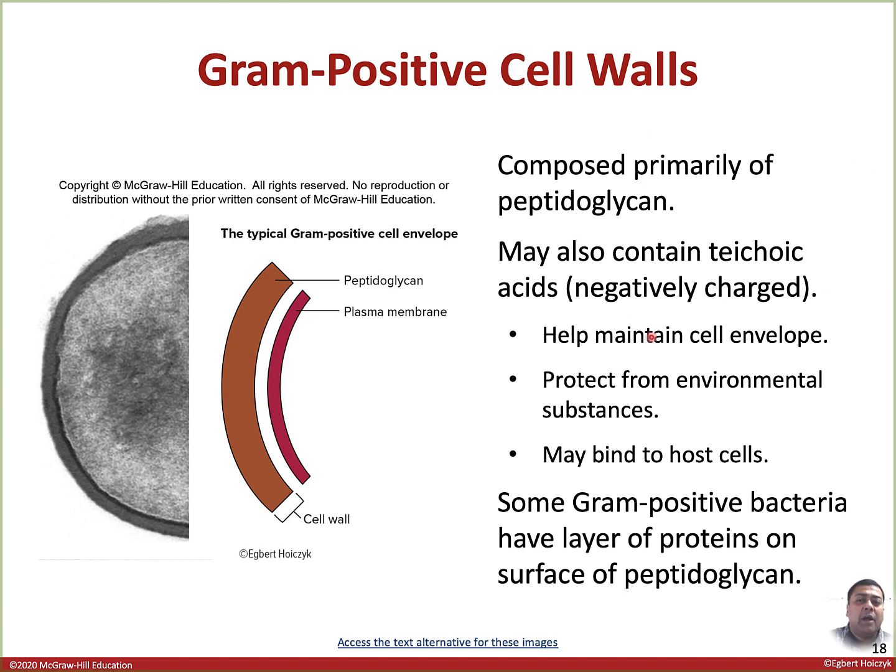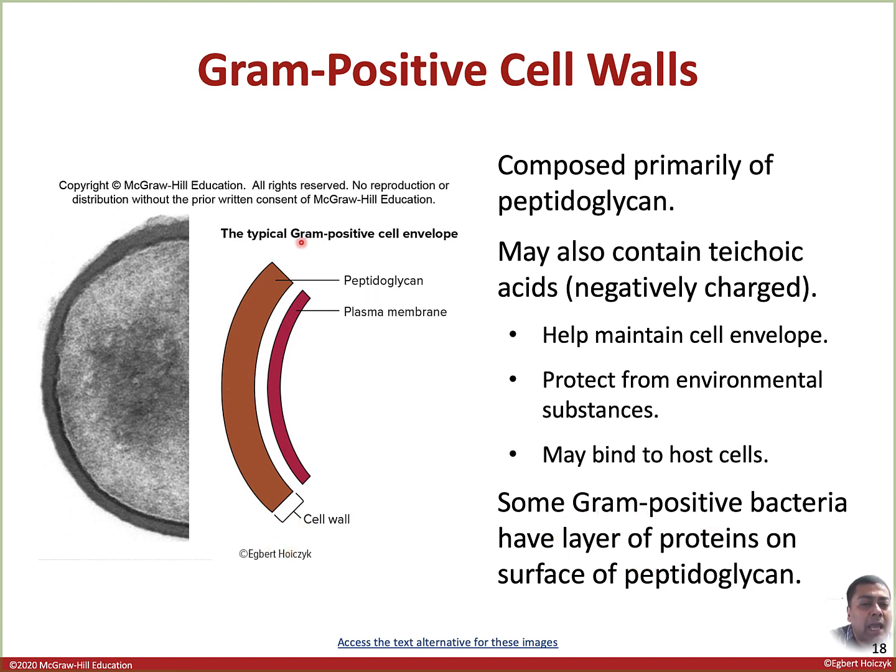Along with that, they may also contain these teichoic acids, which are negatively charged. And these help to maintain the cell envelope, protect from environmental substances, and also bind to the host cells. And some gram-positive bacteria have layers of proteins on the surface of the peptidoglycan as well.